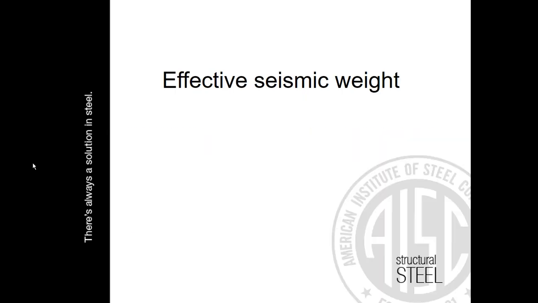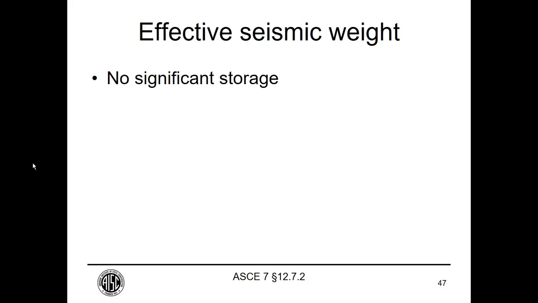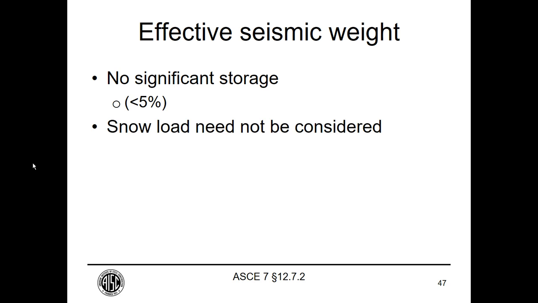All right, let's construct the effective seismic weight of our structure. We don't have significant storage, so we don't have to worry about that. The snow load is relatively light. It's less than 30 pounds per square foot, so we don't include that in the seismic weight. So the weight is going to be a function of our dead load and plan area and our perimeter.